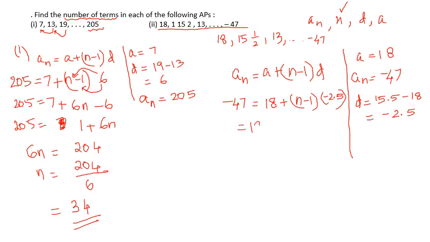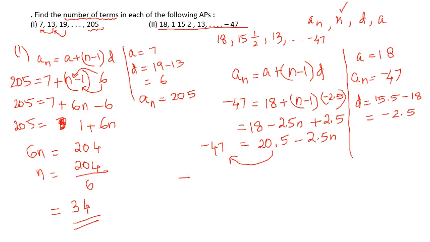Now you'll get it as 18 minus 2.5n plus 2.5. Now what is 18 plus 2.5? 20.5 minus 2.5n. That is minus 47. Now can you calculate? You have to take this to the other side and you can find value of n. Can you do it on your own? Yes or no? Yeah, correct. Now should I do it?